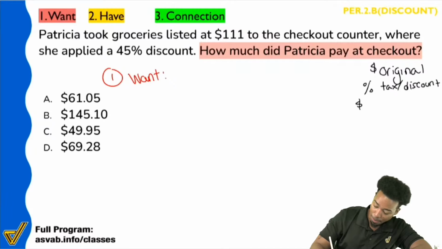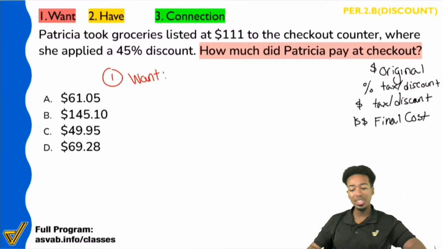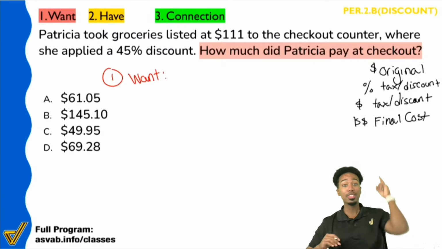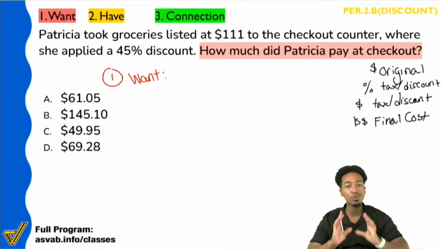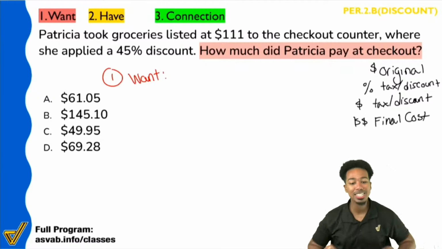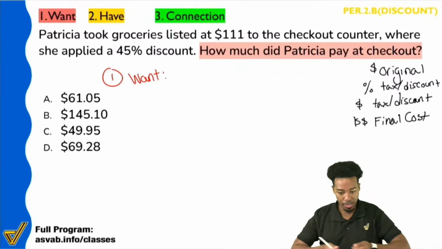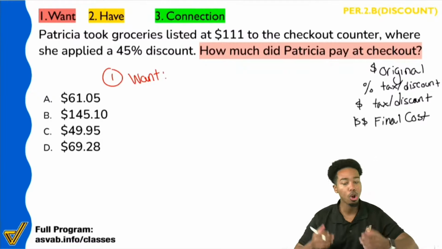You're going to have the amount of your tax or discount. And you're also going to have your final cost, the final amount. So with that said, everybody, let's just keep that in mind. Keep these four things in mind. These are the notes that I told you to write down. Let's see what we're trying to find and see what information we have. See where all this falls.